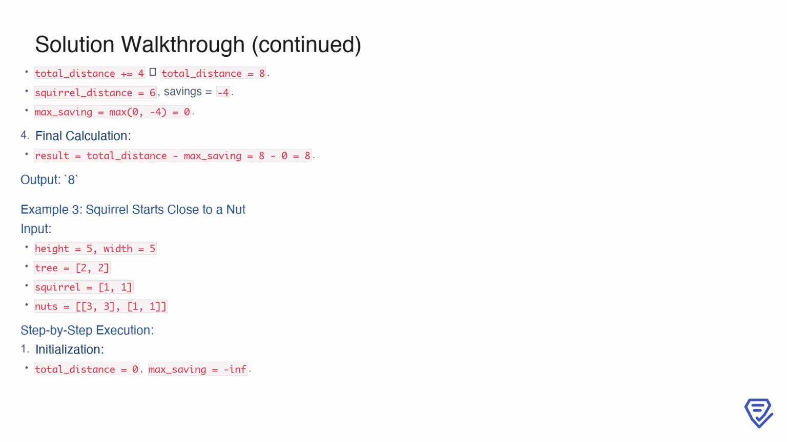Finally, we compute the result as total_distance minus max_saving. With total_distance at 8 and max_saving at 0, the result is 8. Thus, the output for this example is 8.